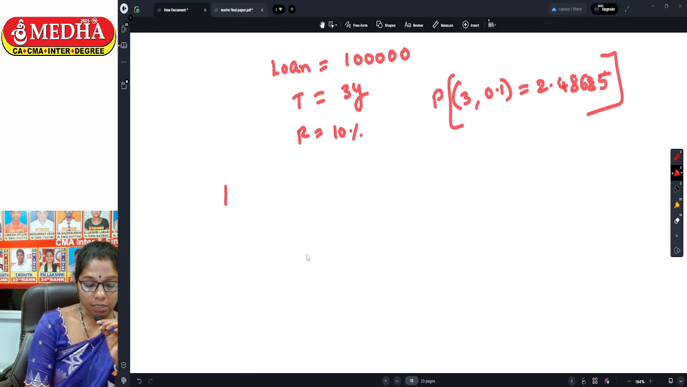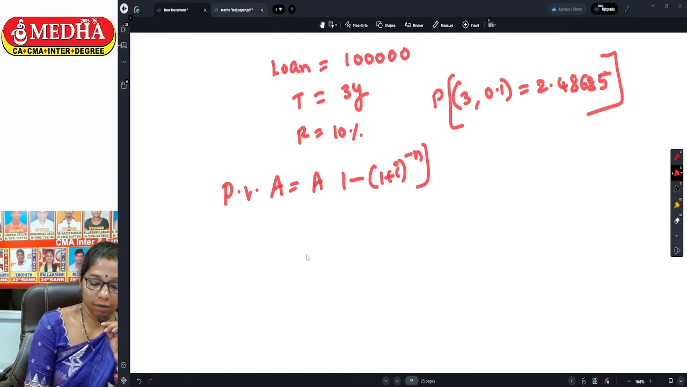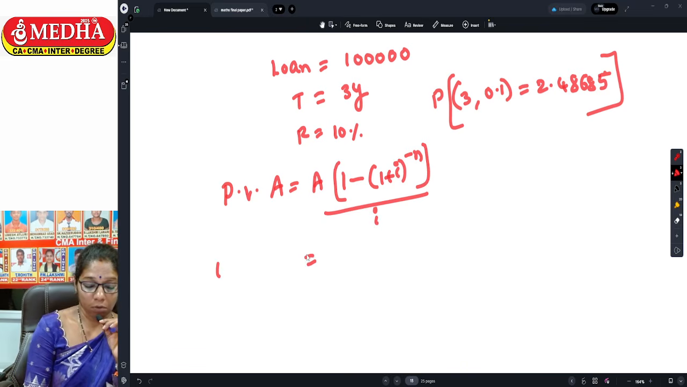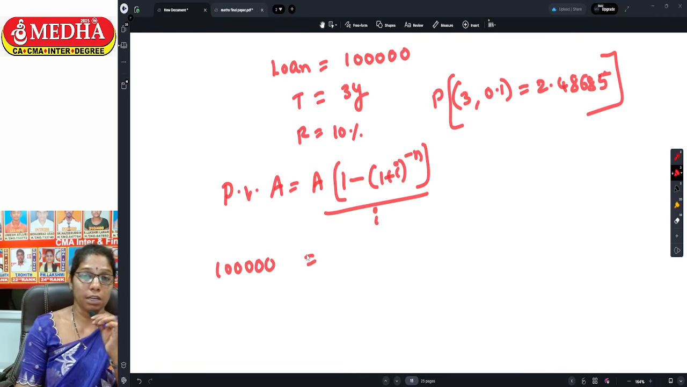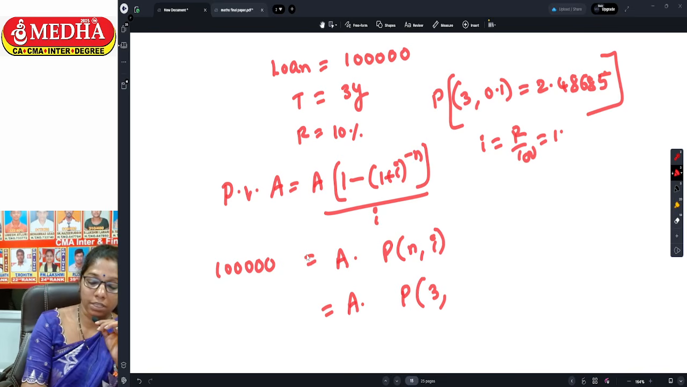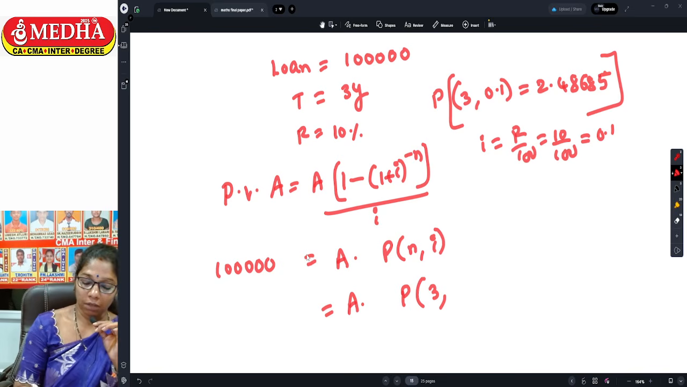Compounded yearly. So present value of annuity is nothing but A into 1 minus 1 plus i whole power of minus n by i. This value is given to us. Loan amount is 1 lakh rupees. 3 yearly installments, to be cleared in 3 years at the rate of 10%. So A into P of n comma i, we know that is A into P of 3 installments at the rate of i is equal to R by 100. R by 100 is 10 by 100, which is 0.1.